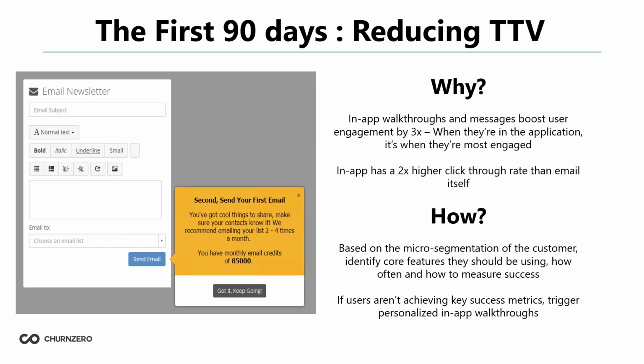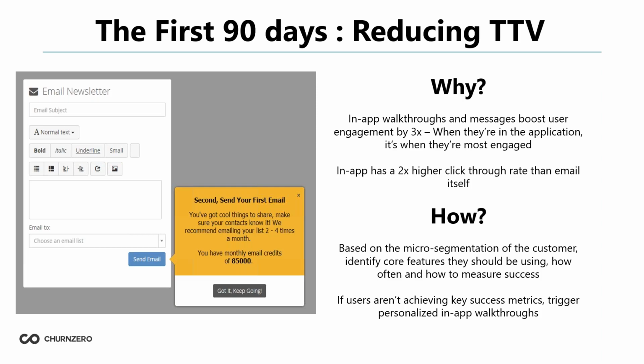For one, they boost engagement by about 3 times. Think about it. When they're inside of the application, they proactively made a conscious effort to log in. That's when they're going to be the most engaged. It's a really great time to send them any kind of content. In-app also tends to have a higher click-through rate than email itself by about 2 times. So if we're seeing higher click-through rates and higher engagement, why wouldn't we want to engage with them when they're inside of the application itself?